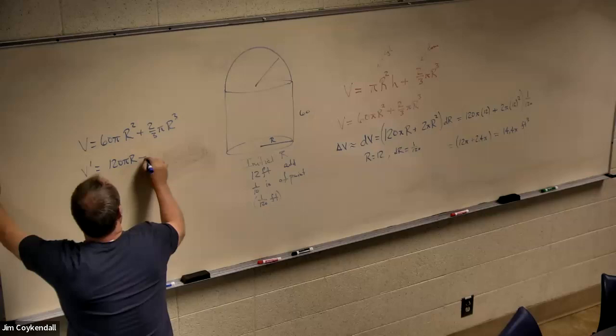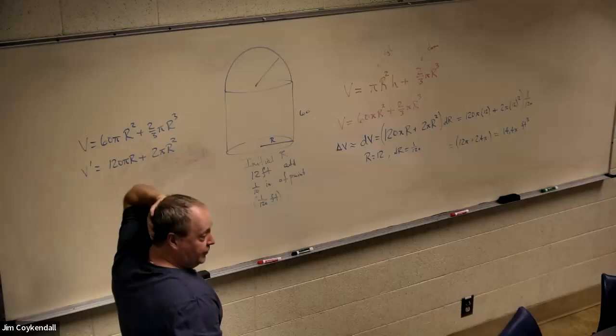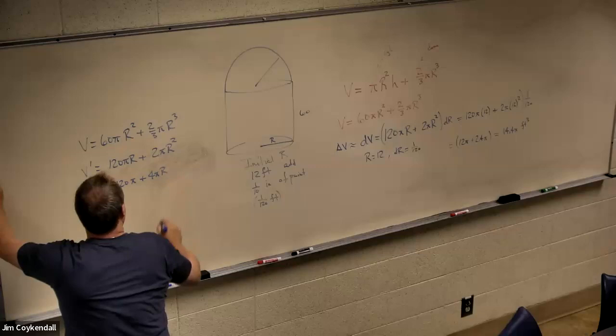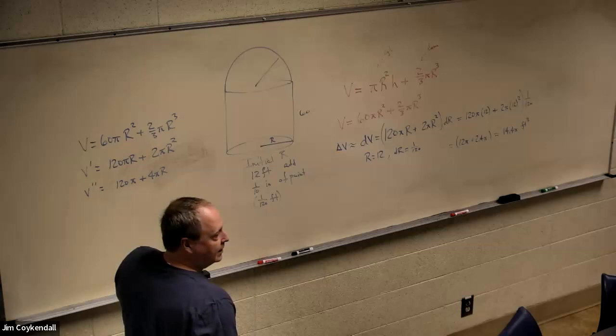125 R plus 2 R squared. That's the first derivative. And the second derivative is 125 plus 40. This reflects the concavity. So they're saying it might reflect the positive.